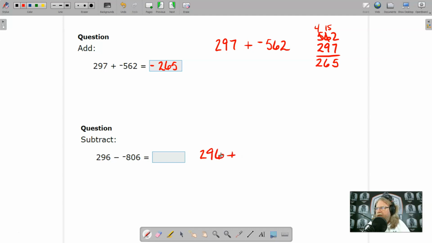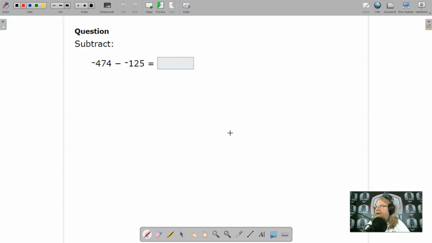Change it to addition. Take the opposite of negative 806 for positive 806. And I could probably do this horizontally this time. 6 plus 6 is 12. Carry the 1. 1 and 9 is 10. Carry the 1. 8 and 2 is 10 plus 1 is 11. Yeah, I tried getting good at doing that, doing the up and down math, going horizontal instead of vertical math, horizontal math. And, yep, they're both positive, so our answer is positive.